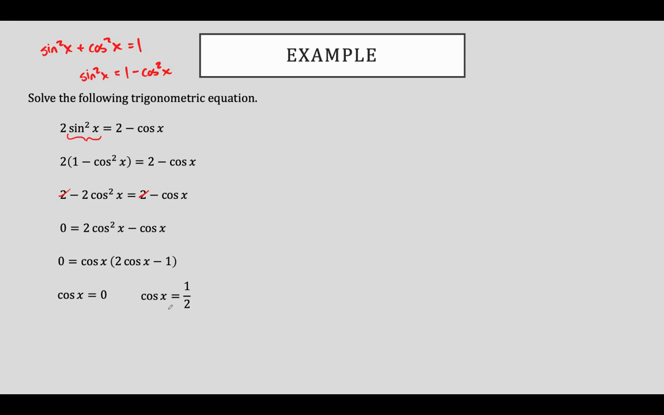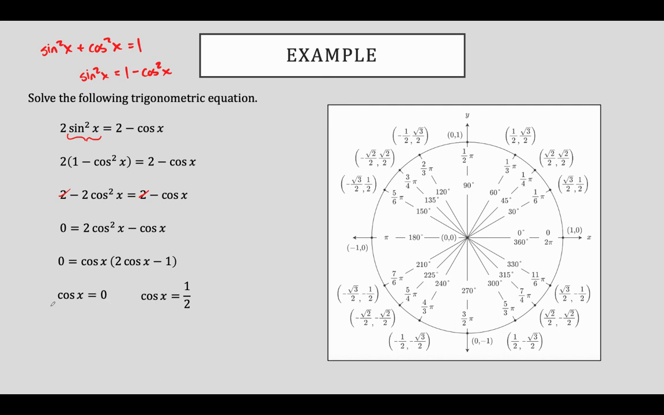Now that we have these trig functions isolated, we go to our unit circle. Let's identify all the angles that have a cosine value of 0. Well, cosine corresponds to the x-coordinate. Our x-coordinate is 0 here at pi over 2 and at 3 pi over 2. Then we can identify the angles that have a cosine value of 1/2. Which ones have an x-coordinate of 1/2? Well, that's pi over 3 and 5 pi over 3. So these are all of my solutions on the interval 0 to 2 pi.